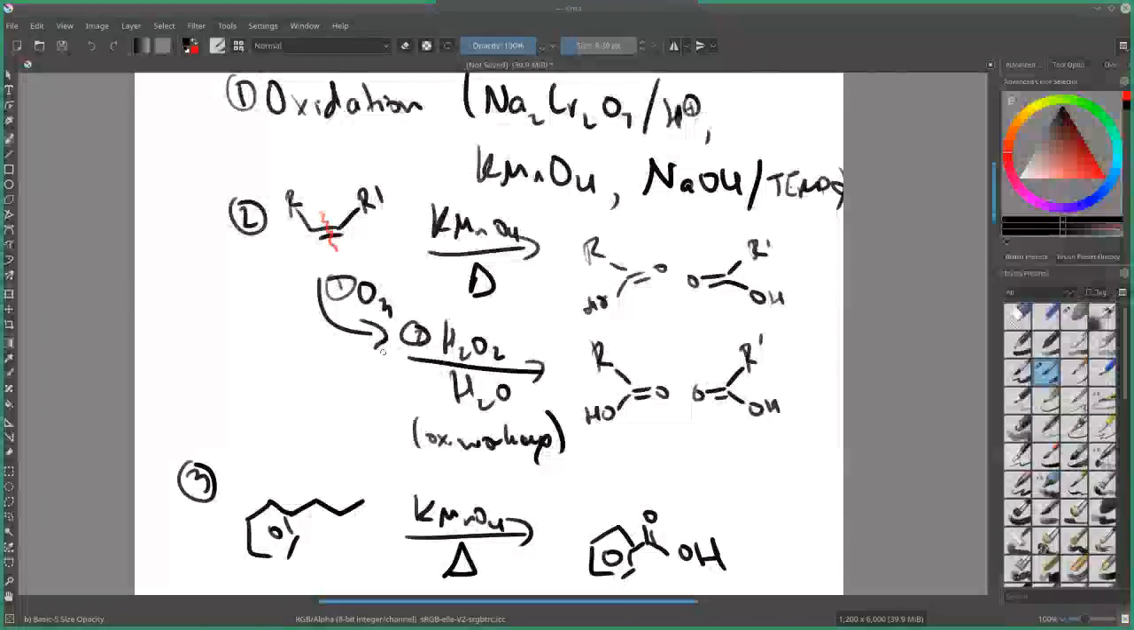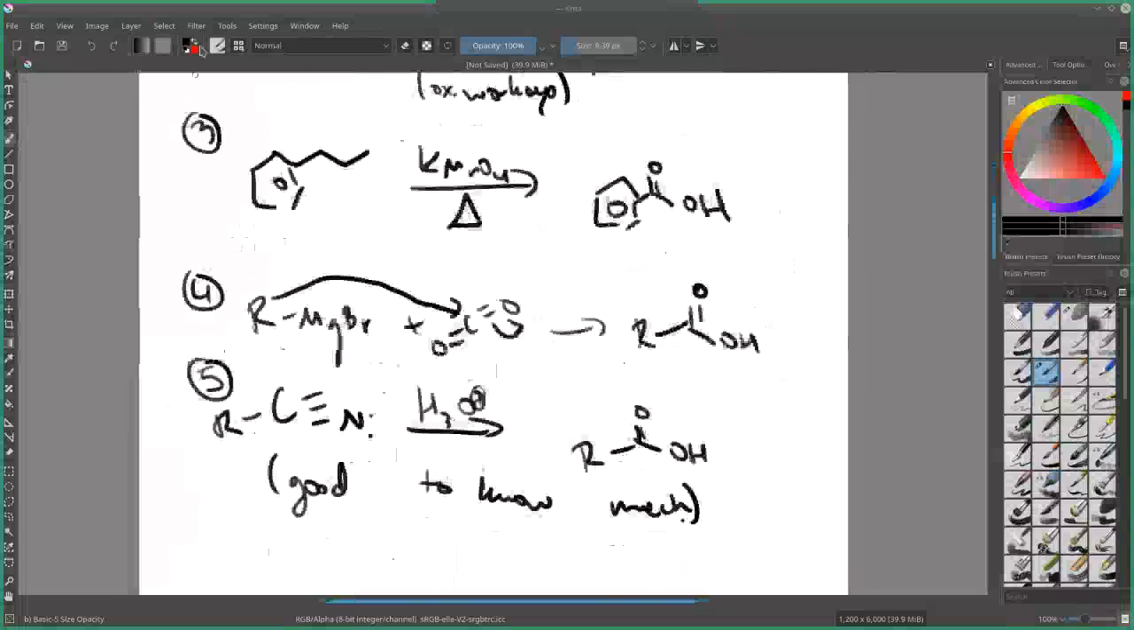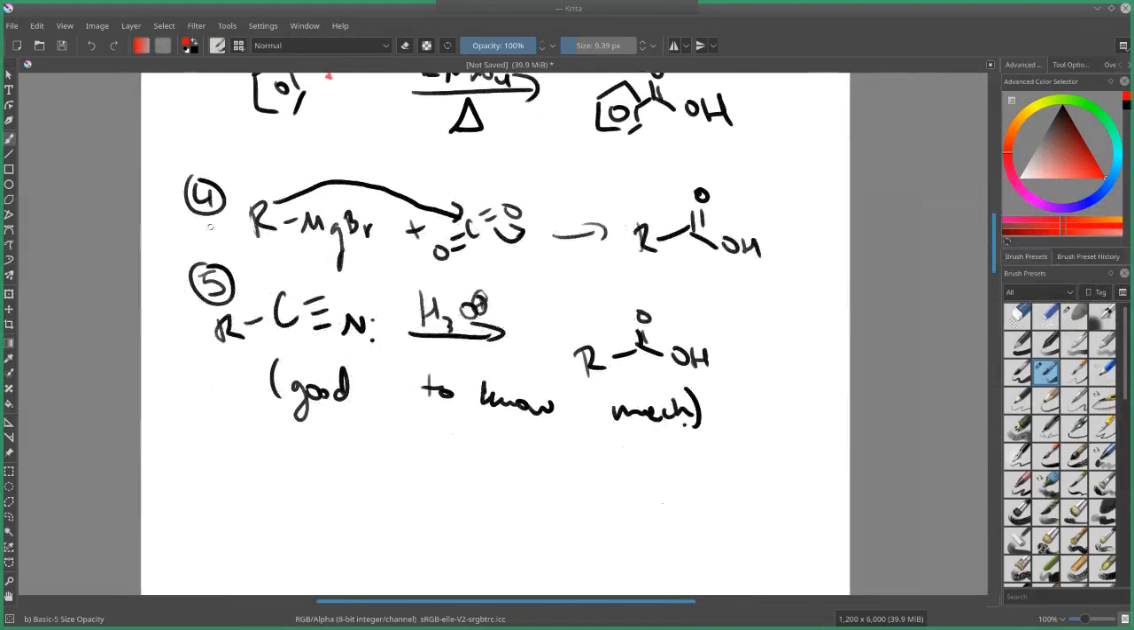If you have a carbon-carbon chain hanging off a phenyl ring, then you can remove that whole part and just make it into an acid. This one is new, and this one is new.